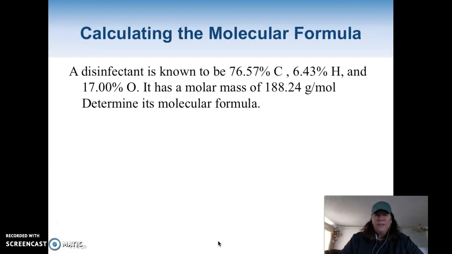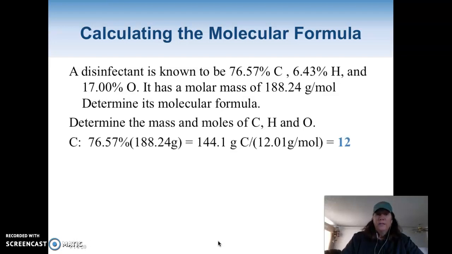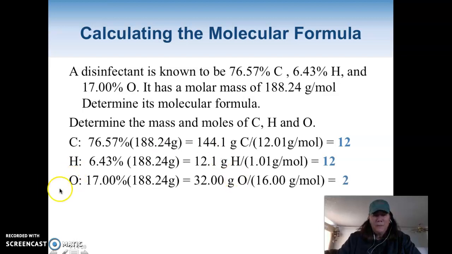Okay. Here's a disinfectant. We got its molar mass to determine its molecular formula. So the first thing we're going to have to do is figure out its empirical formula. So again, take 76.5 or 75 and divide by 12. Okay. Take your hydrogen and divide. So we got 12 and 12 so far. And then we take our oxygen and we divide and we get our numbers there. Okay. So our molecular formula, C12H22O2.